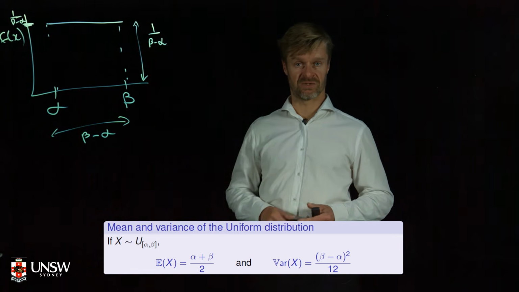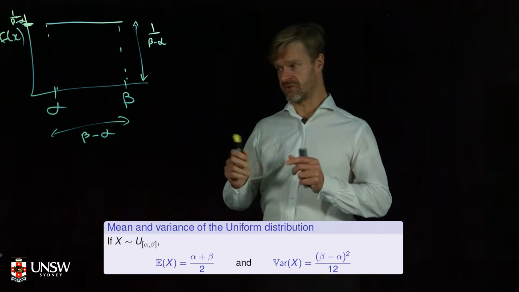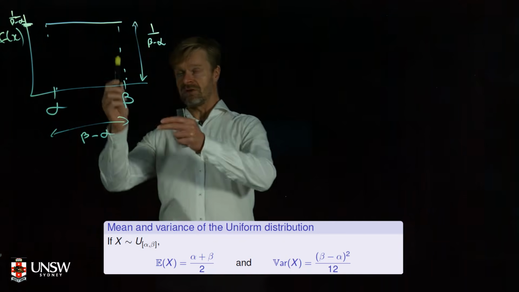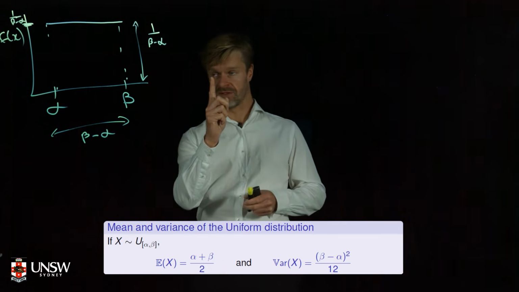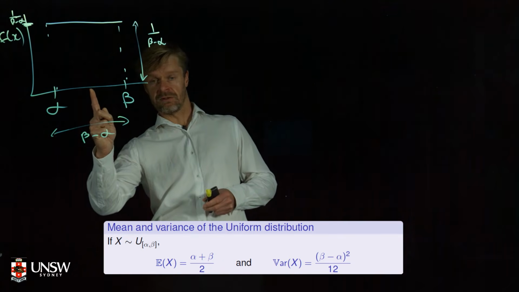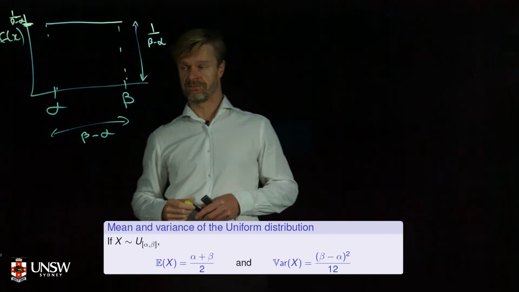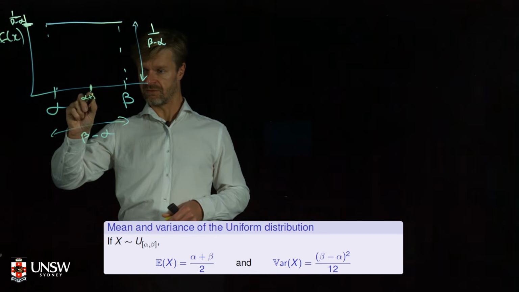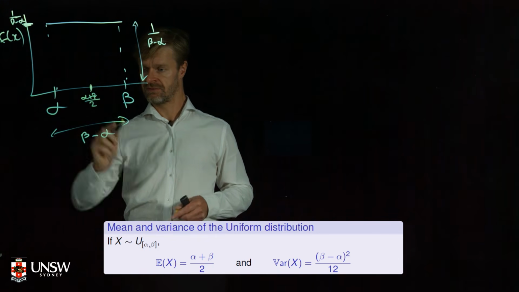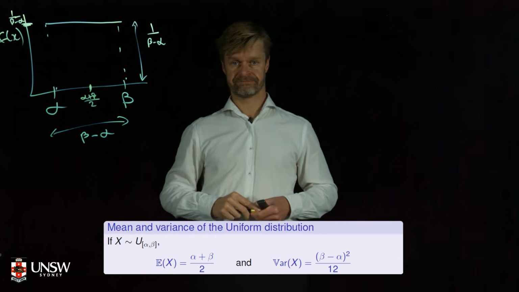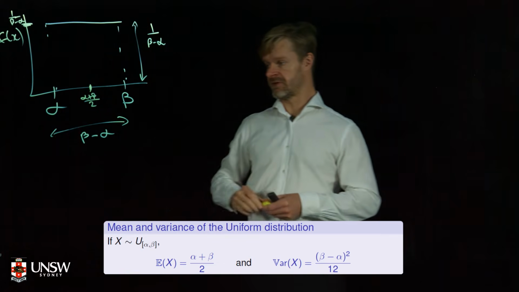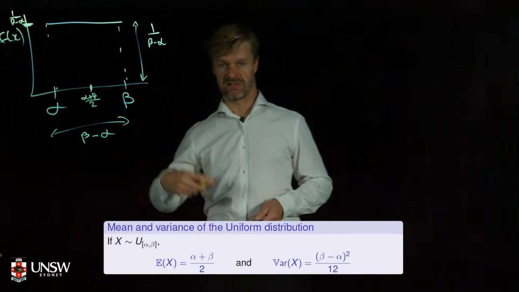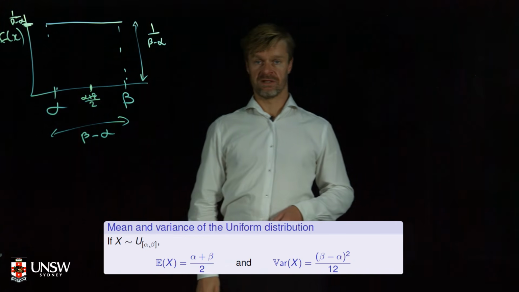Remember, the mean is the center of gravity of a distribution. This is the center of gravity of its probability distribution, I guess you could say. If you've got a chunk of wood and you want to balance it on one finger, you've got to pick the middle, don't you? This distribution is symmetric about its center point, alpha plus beta on 2. So that's its mean. And the variance is a function of how wide the interval is: beta minus alpha squared divided by 12.